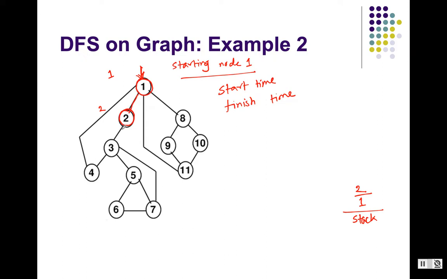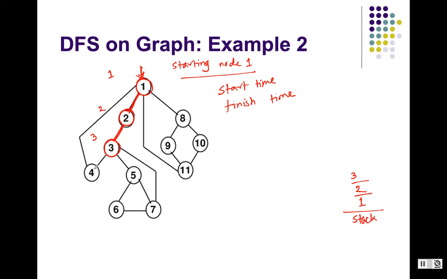Now node 2 has only one neighbor, node 3, so we'll visit 3. We are highlighting the edges that we use to traverse the graph, and these edges construct the DFS tree; they are the tree edges. So from 2 we visit node 3, push node 3 here, and the visiting time or start time of node 3 will be 3, 2 plus 1.